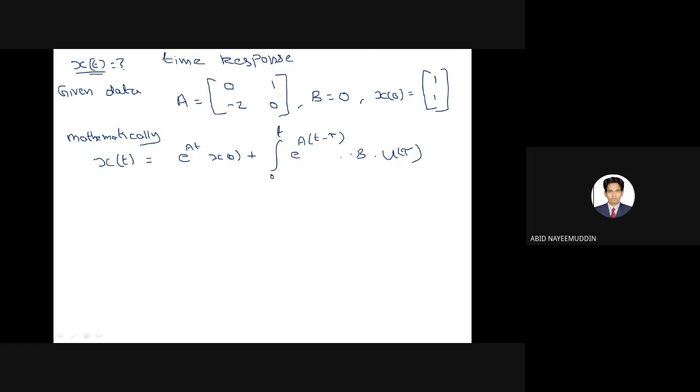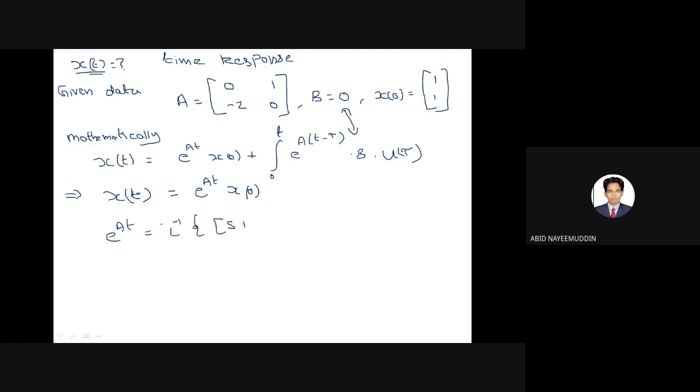Now if you observe in the given data, he has given the value of b is equal to 0. 0 means the integration term will become 0. Hence, you will get the reduced formula in this particular problem as e power At into x of 0. So first you need to find out e power At. What is e power At?